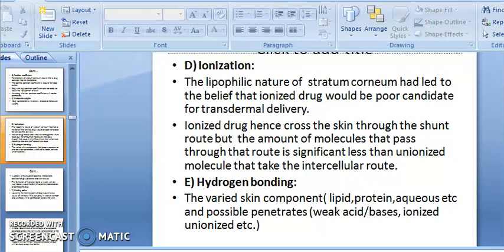Ionized drugs hence cross the skin through the shunt route, but the amount of molecules that pass through this route is significantly less than the unionized molecules that take the intracellular route. Ionized drugs follow penetration through a shunt route, whereas unionized drugs follow molecular transportation by the intracellular route.